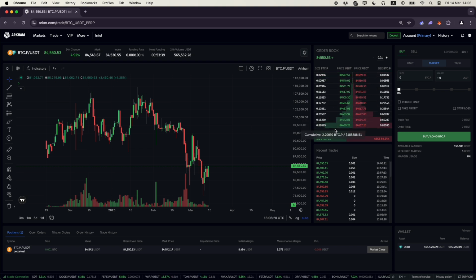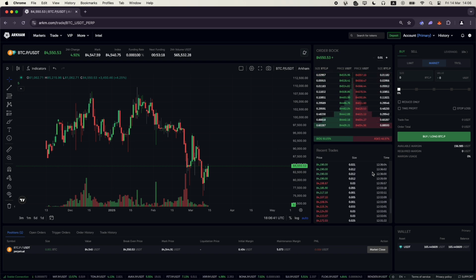Green entries are buy orders, long positions, and red entries are sell orders, short positions. Each row shows how much for the perpetual contracts people are willing to trade at different prices. It's a quick view of supply and demand. Below that is recent trades, the latest buys and sells happening in real time. This feed can give you a sense of the market's short-term momentum.